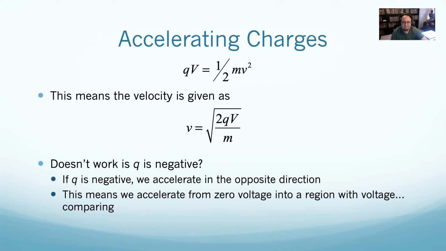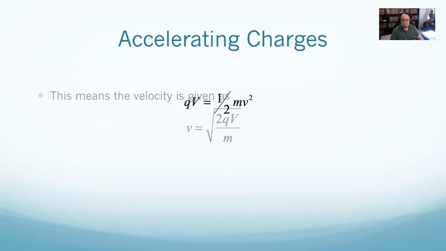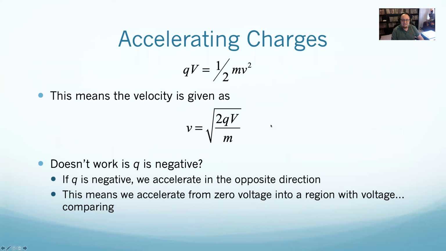But here's the thing. If Q was negative, let me go back a slide. If Q was negative, it would accelerate the other way. And if Q is negative, that means this one would be 0, and this one would be just regular V. And so if Q is negative, delta V is just V instead of negative V. And so what happens is when Q is negative, suddenly a negative sign shows up inside this equation.